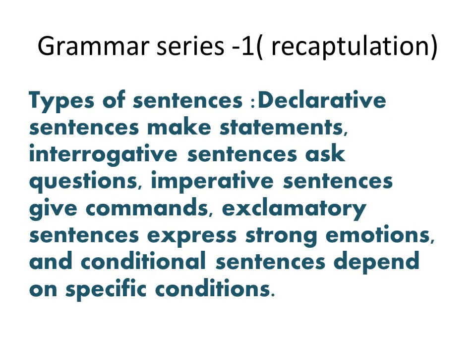I hope you have seen my first video of the grammar series for beginners, in which we studied the types of sentences. We will have a quick recapitulation. The types of sentences are declarative sentences, which make statements; interrogative sentences, which ask questions; imperative sentences, which give commands; exclamatory sentences, which express strong emotions; and the last is conditional sentences, which depend on specific conditions.